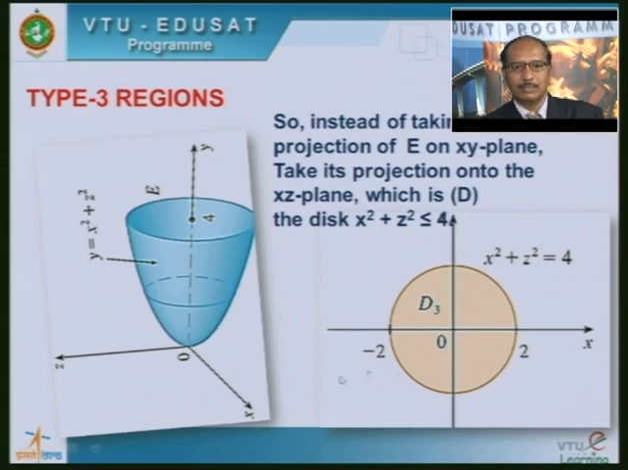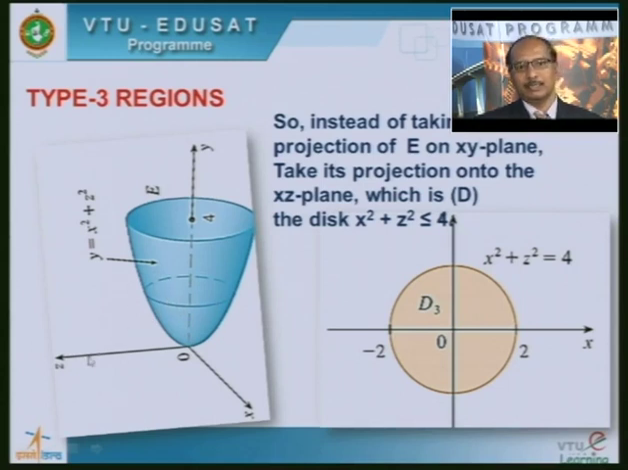What is the equation of the circle? On the zx plane it is x square plus z square equal to 4, because the maximum y is 4 here. This is a circular region. So the projection of the solid E, instead of being a parabola on the xy plane, is a circle in the xz plane. You see how the projection changes here.